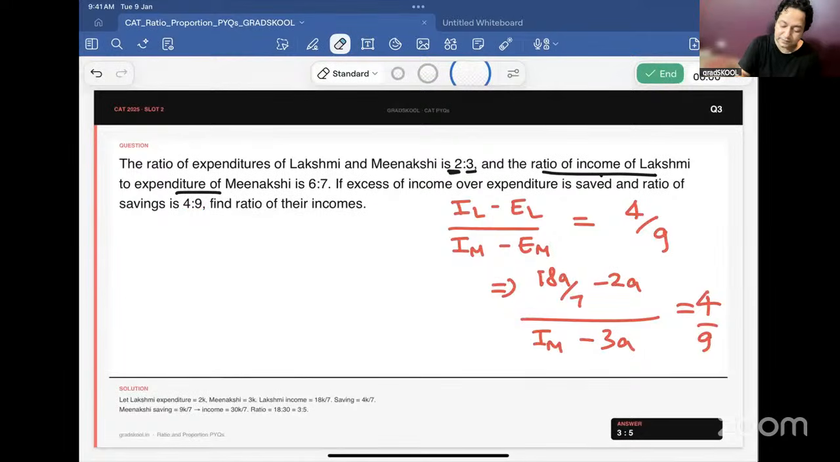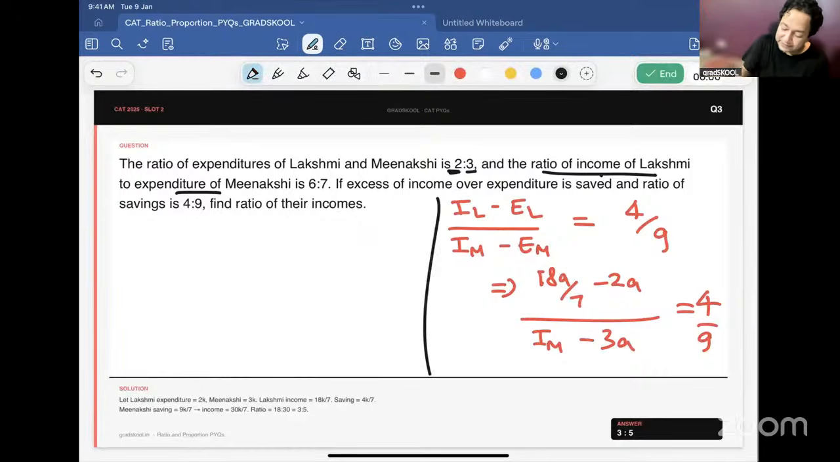Looks good. Okay. So now let's solve this.